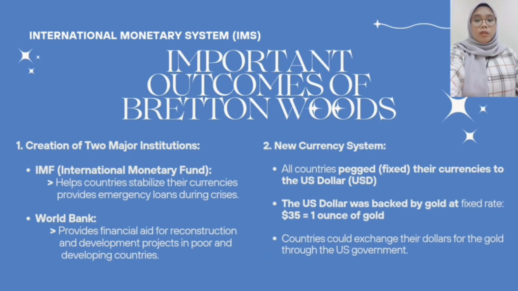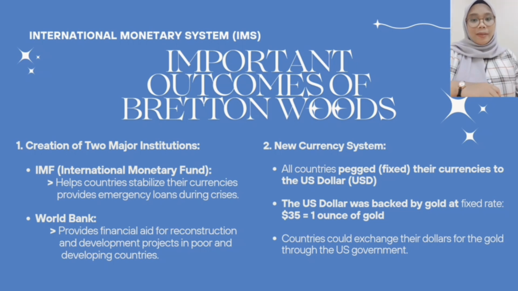The important outcomes of Bretton Woods is creation of two major institutions and new currency system. The creation of two major institutions is International Monetary Fund (IMF) and World Bank. IMF help countries stabilize their currencies and provides emergency loans during crisis. Meanwhile, World Bank provides financial aid for reconstruction and development projects in poor and developing countries.